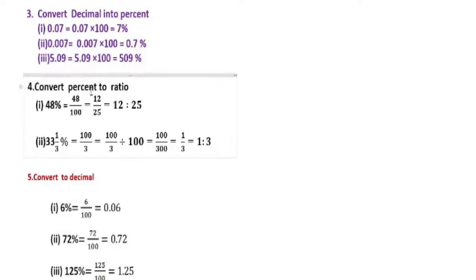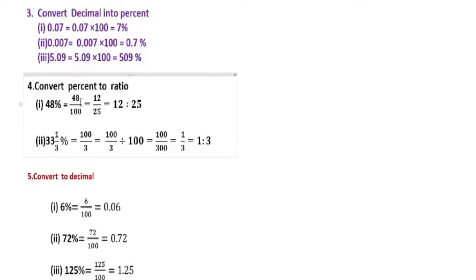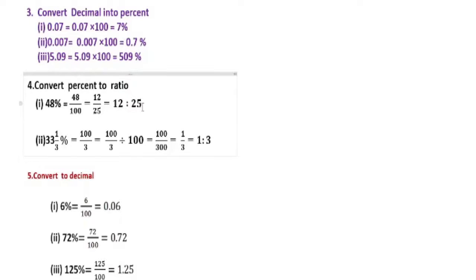Next one, convert the percent to ratio. First one, 48%. 48% means 48/100. Percentage means per 100, so we can write it here as 48/100. Now simplify it, numerator and denominator into lowest terms. So it is equal to 12/25. That means the ratio is 12:25.